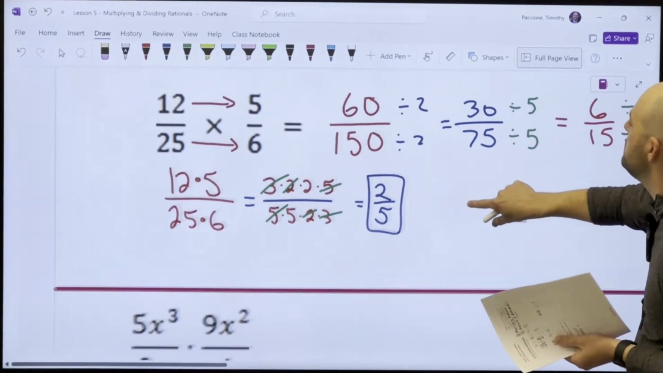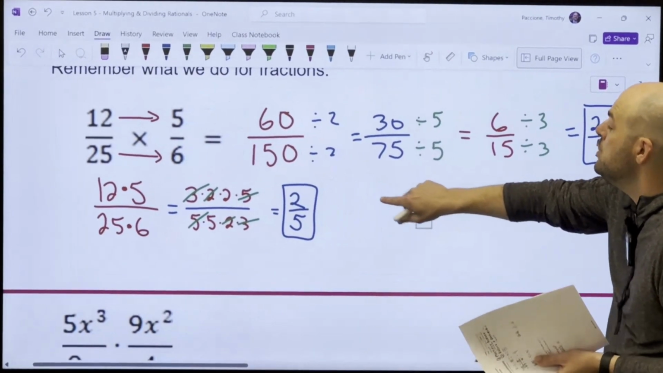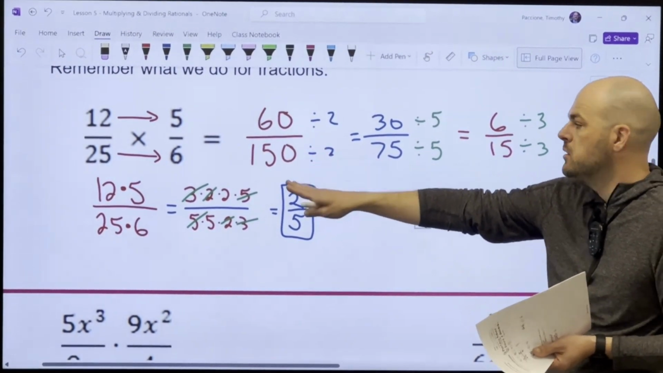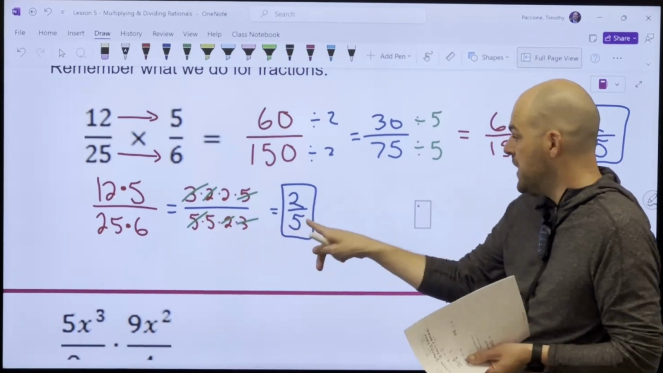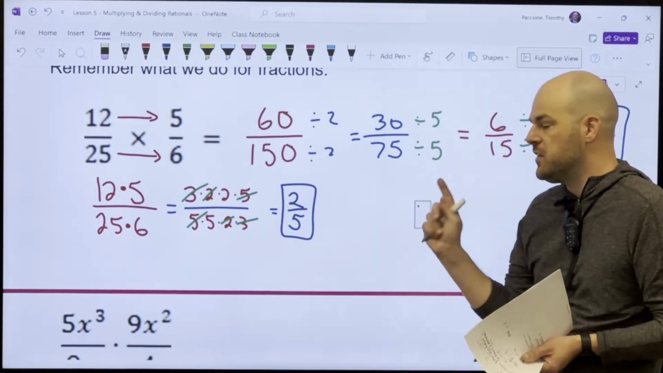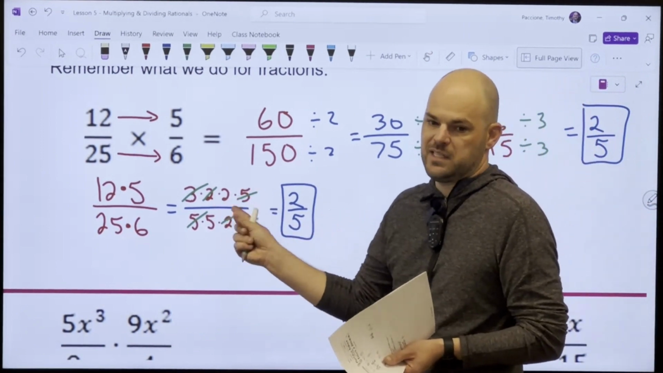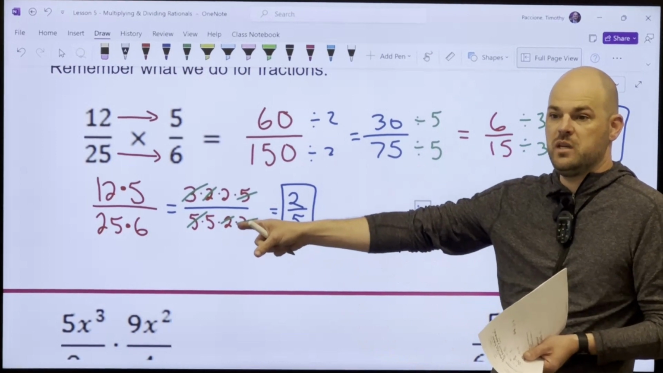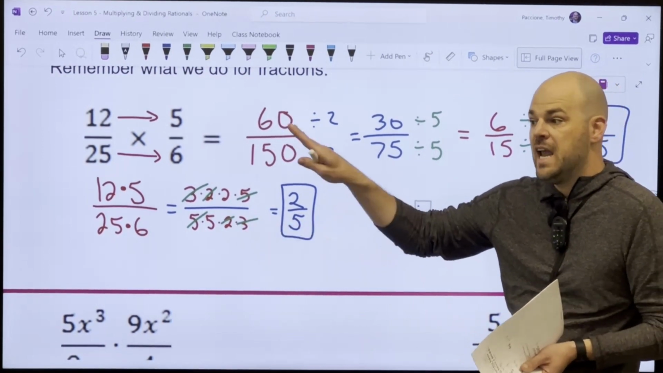So these are just different methods to do the same thing. You could see how this could be quicker if you got to 30 right away than having to break these down on the way. But that actually ended up being quicker than what we did because it took us so long to get there. And this will always be the same amount of steps. This will vary. So if you just want to lock in on this, you'll be in great shape for reducing fractions.